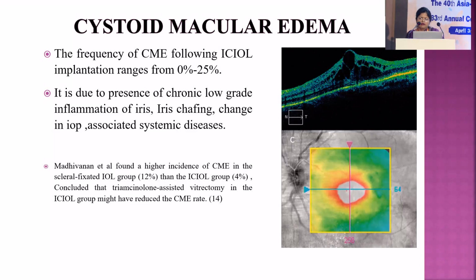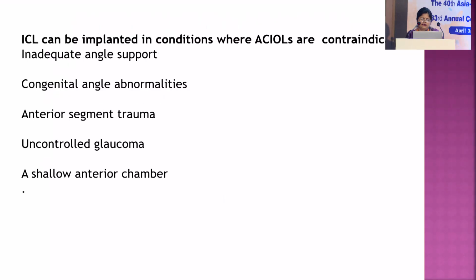Cystoid macular edema following ICL implantation ranges from 0 to 25% of patients. It is due to the presence of chronic low-grade inflammation, iris chafing, change in IOP, or associated systemic diseases. So ICL implantation is for conditions where ACIOLs are contraindicated: inadequate angle support, congenital angle abnormalities, anterior segment trauma, uncontrolled glaucoma, a very shallow anterior chamber, and the nanophthalmic eye. These are the conditions where we can plan these iris claw lenses.